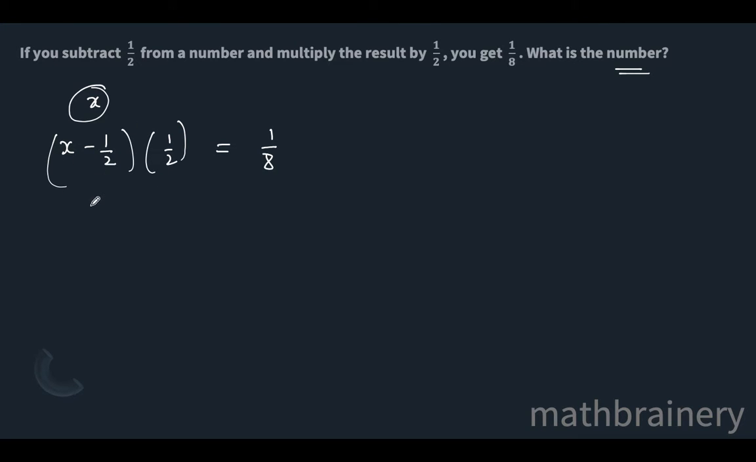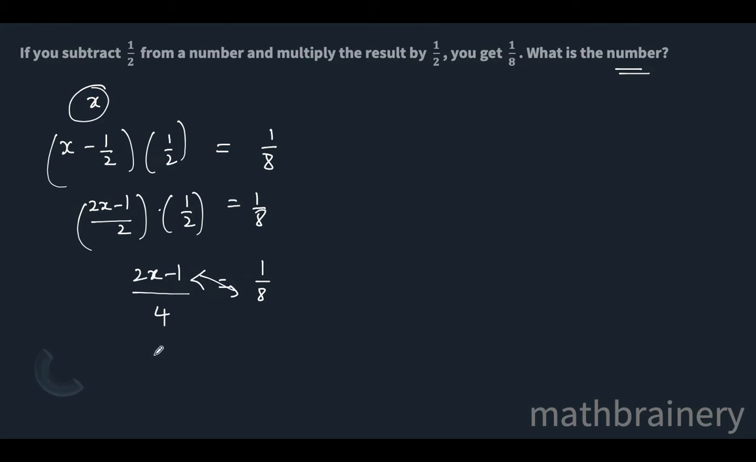X minus half is nothing but 2x minus 1 by 2. When you take LCM, it will be (2x minus 1) by 2 times 1 by 2 is equal to 1 by 8. (2x minus 1) by 2 into 1 by 2 is nothing but (2x minus 1) by 4. This is equal to 1 by 8. Now let's cross multiply. This must be 8 times (2x minus 1) is equal to 4 times 1, that is 4.